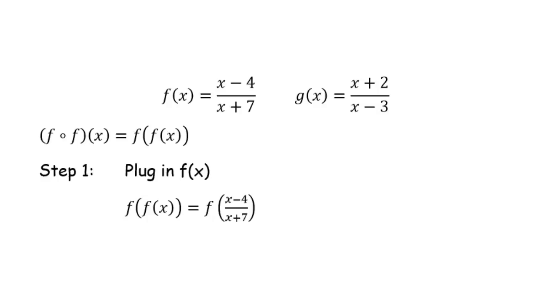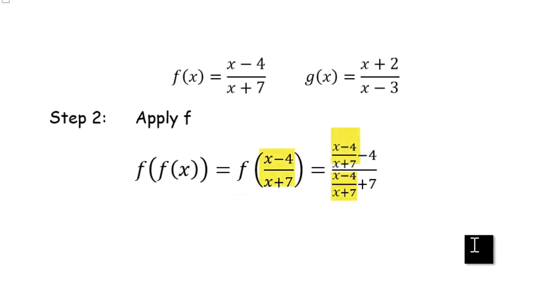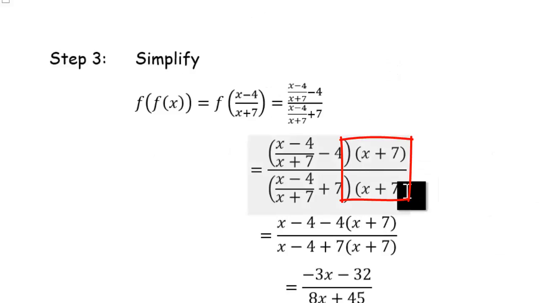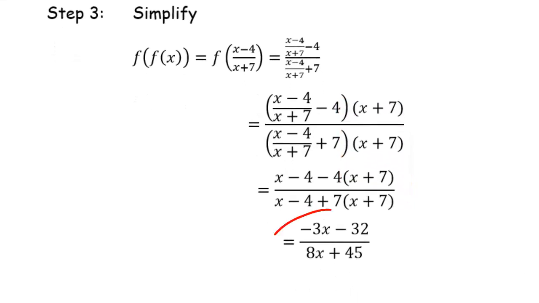We leave the outside f alone, and we replace the inside f with x minus 4 over x plus 7. Step two, apply f to that. So f says take what's in the parentheses, subtract 4, put that in the numerator, then add 7 to what's in the parentheses and put that in the denominator. Finally, simplify. We're going to do that by multiplying top and bottom by x plus 7. So multiply top and bottom by x plus 7, distribute, clean things up, and I've got my answer.